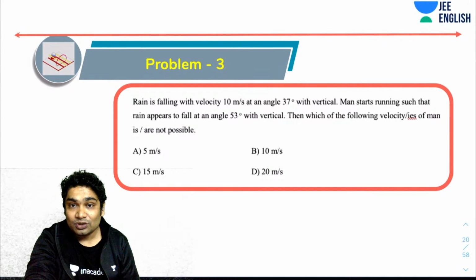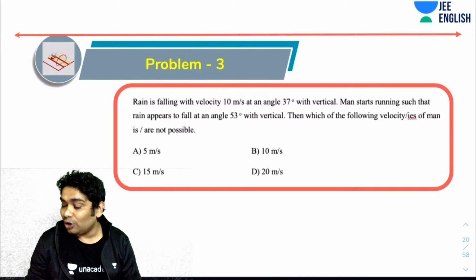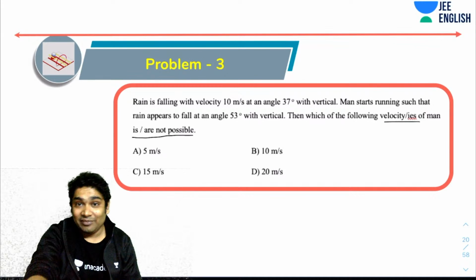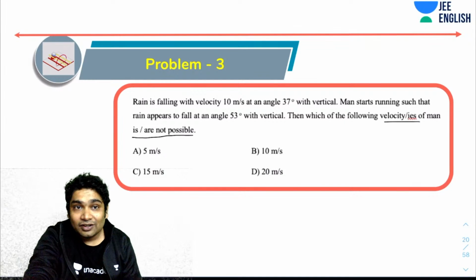Okay, so please pay attention. It says which of the following velocities of the man are not possible. Okay, 5 meter per second. So speeds, it should be which of these following speeds is from India.